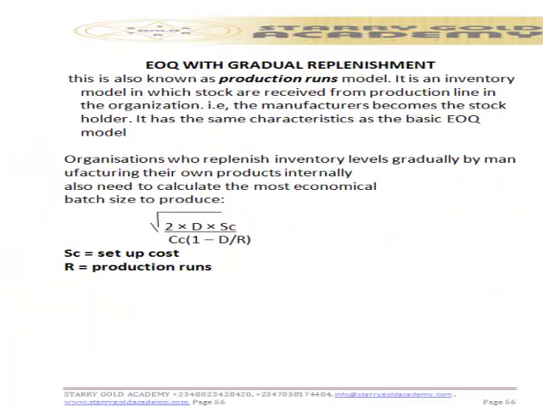Now the next part of EOQ that we're looking at, don't forget we have 3 aspects of inventory control system: EOQ, reorder level, and just in time. So we're still battling with EOQ. The next one we're looking at is the EOQ with gradual replenishment.